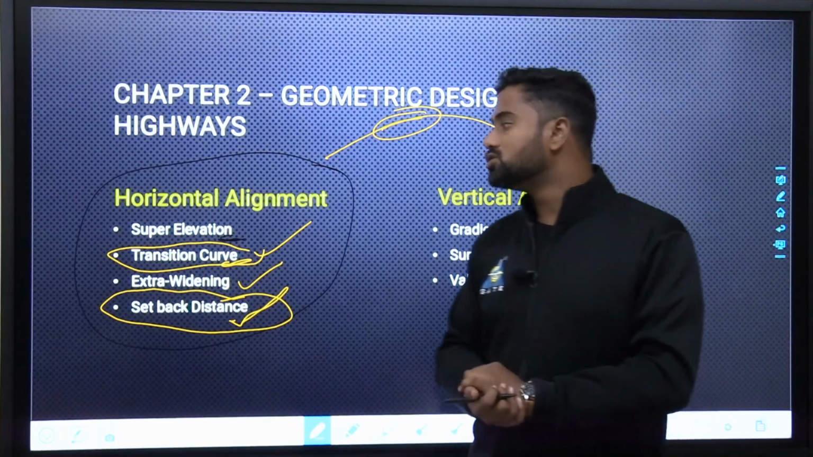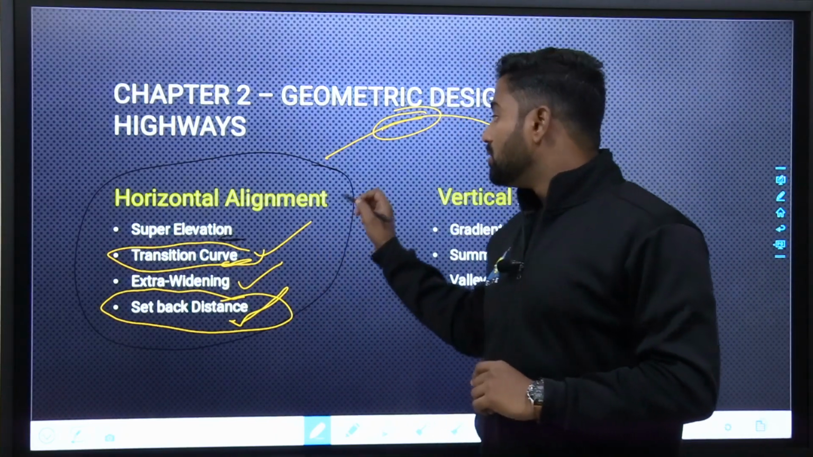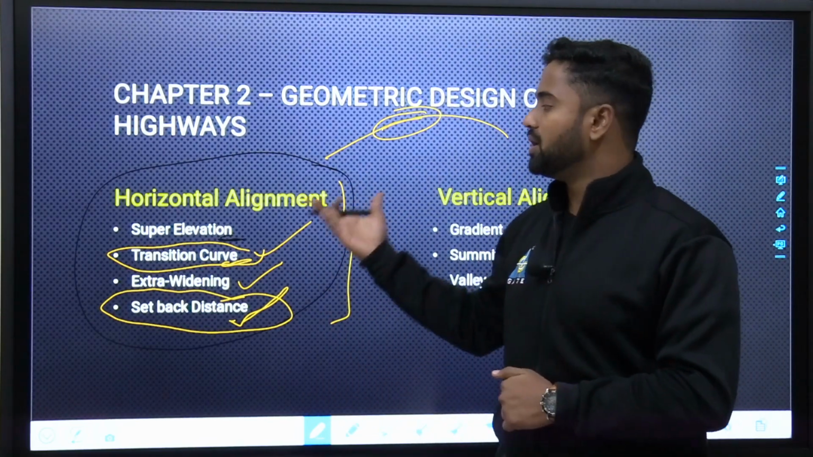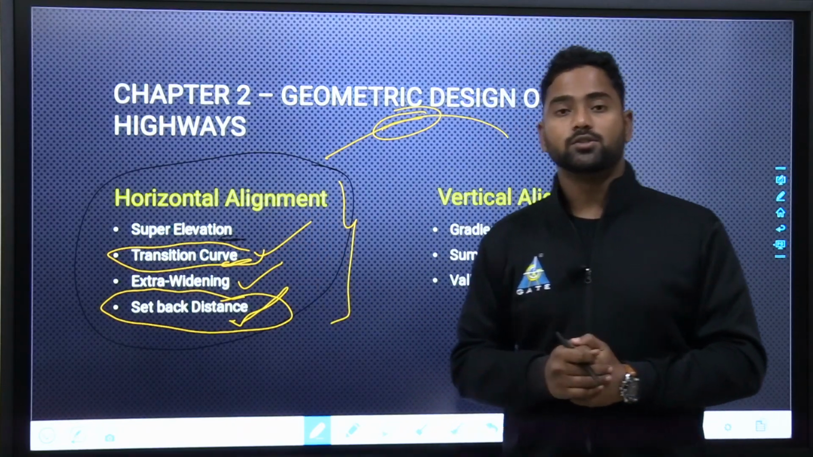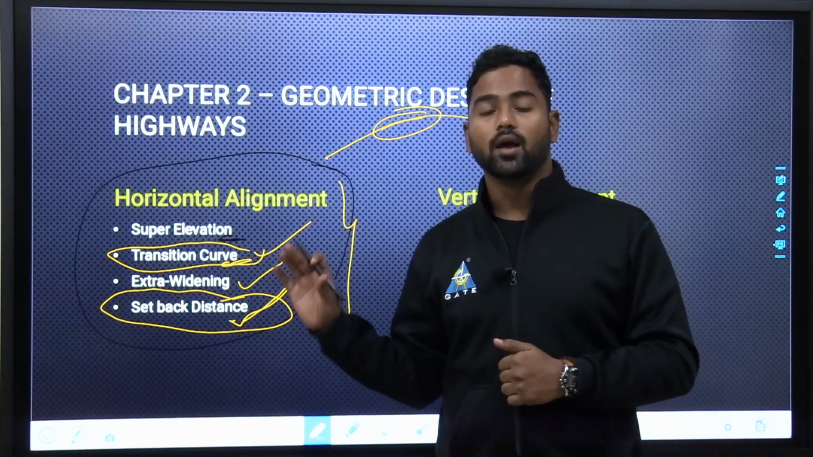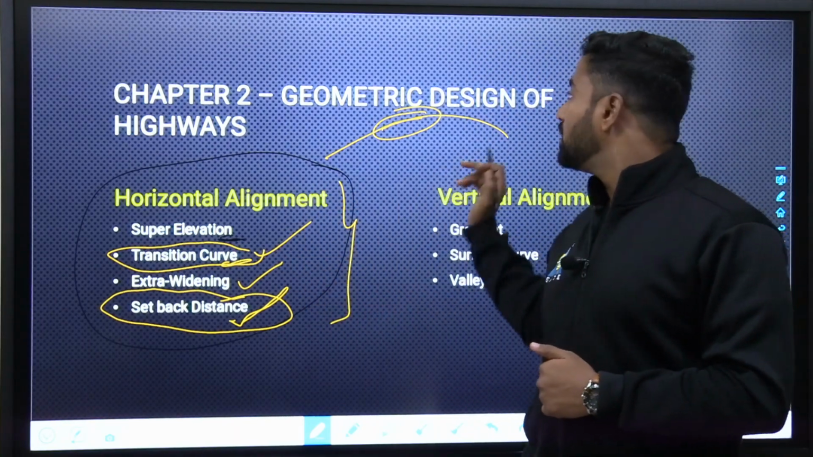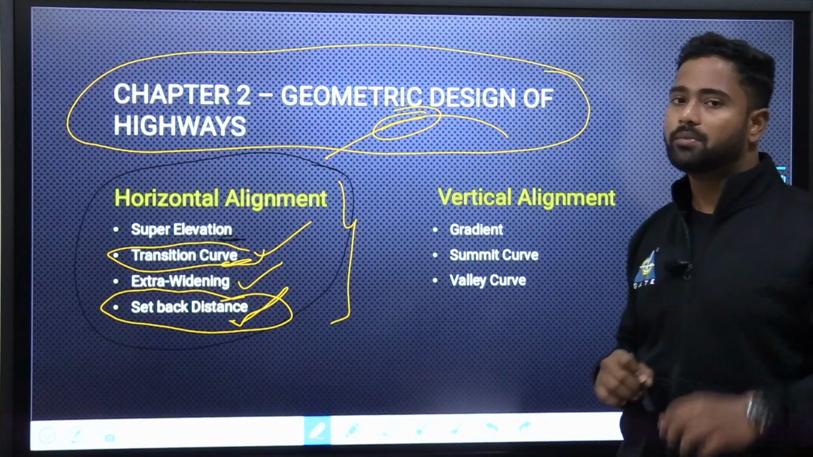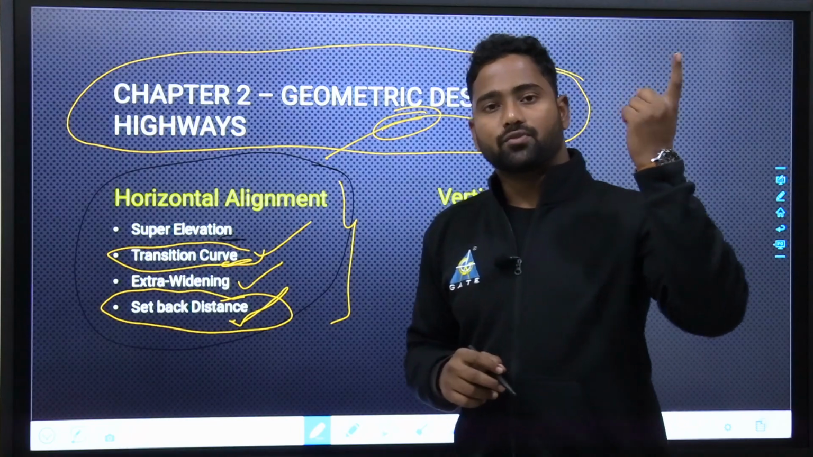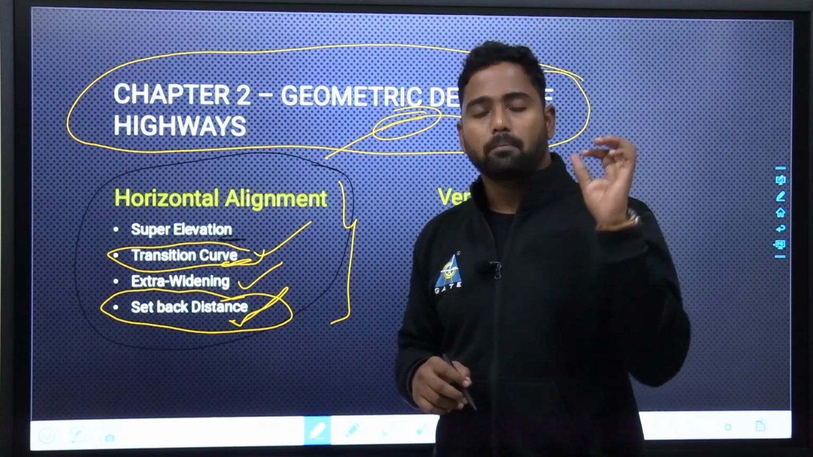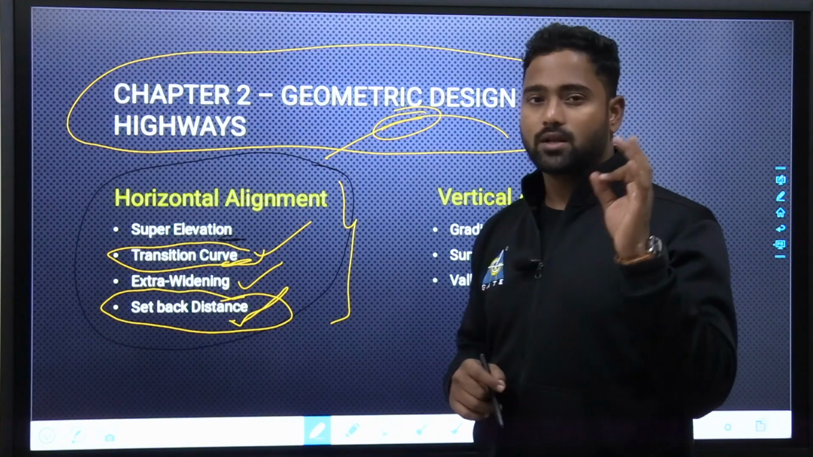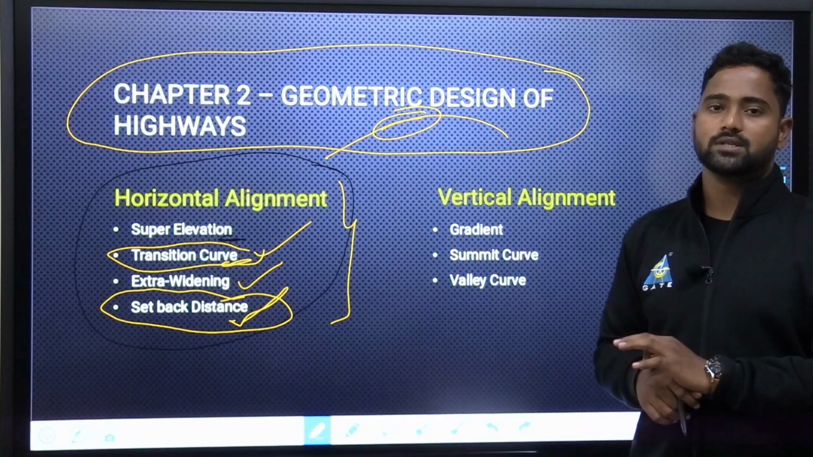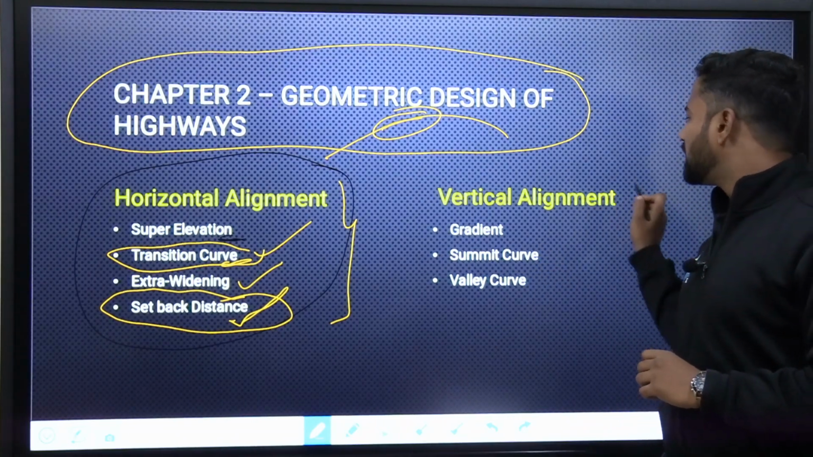So this is horizontal alignment, and be very clear with the concepts in this, because the possibility of a question being asked from here is very high. Horizontal curves, geometric design of highways: whether it is the forenoon session or the afternoon session, you will be writing only one session, but whichever session it is, there is a possibility that they will definitely ask a question from geometric design of highways. And after this, vertical alignment of curves.